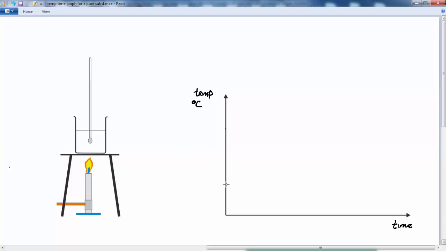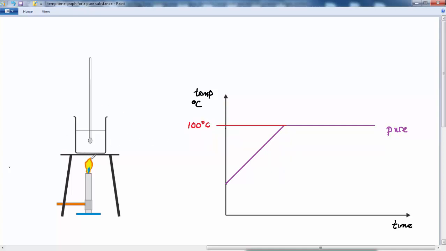So we do that and we find that the graph looks like this. The temperature starts to rise steadily until the liquid begins to boil, and then when it starts boiling, the graph flattens off. Now that tells us that the liquid is a pure substance. And if we extend this horizontal part of the graph back to the vertical temperature axis, we find that the temperature is 100 degrees Celsius, which tells us that our liquid is water.